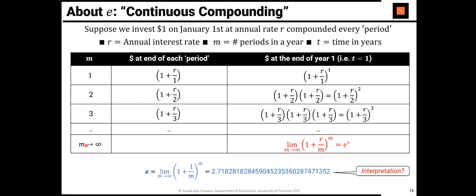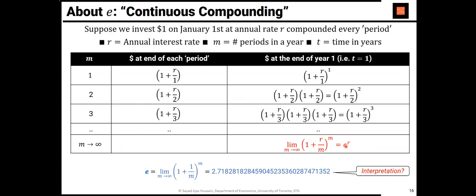By the same token, if I have m many periods, and now I let the number of periods go to infinity, you can see what the pattern here was. Here's 1, here's r divided by m, raised to the power m. As I shoot m off to infinity, I get e to the power r.